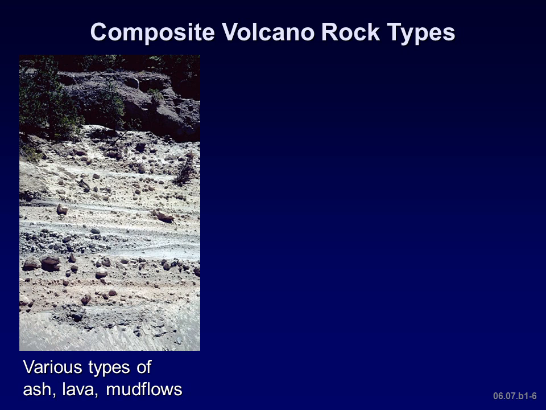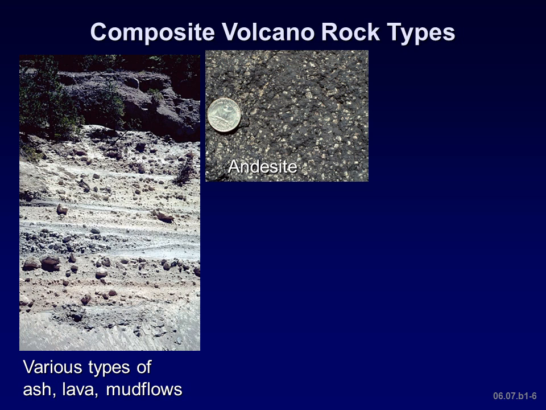All right, looking at the different rock types that are there. The first one, we have various types of ash, lava, and mud flows. The next one is andesite. Remember, that's the extrusive igneous rock that forms from an intermediate volcano.